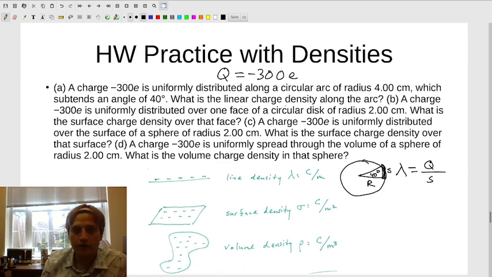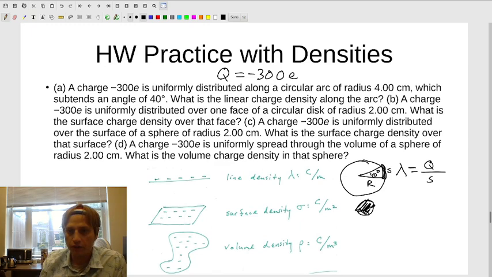On the other hand, in the second part of the problem, it says a charge is uniformly distributed over one face of a circular disk. Well, if you have a circular disk and you're looking for the area of a circle, it's just pi r squared.